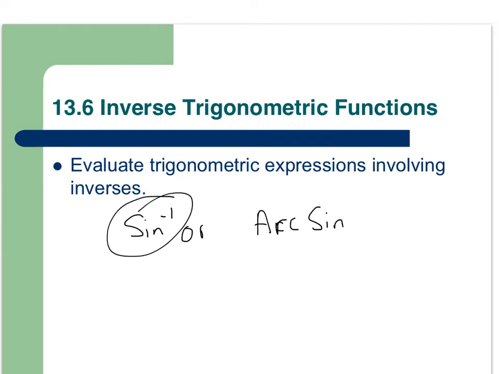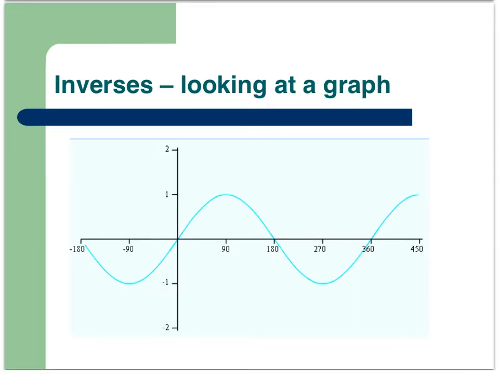But what we're going to be doing with inverses is finding angles. What we've been doing so far has been finding points. So real quick, we're going to use this graph to talk about inverses. Let's say I gave you 1/2, between 0 and 360 degrees, so I'm only looking at this portion.